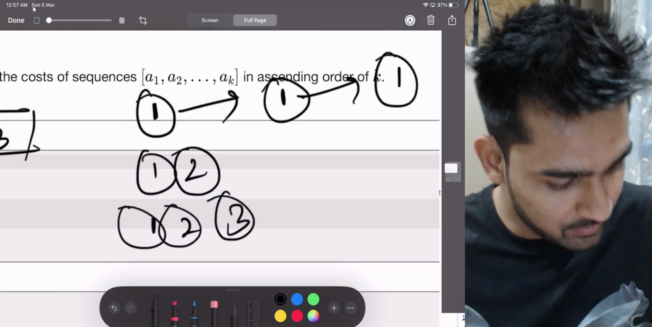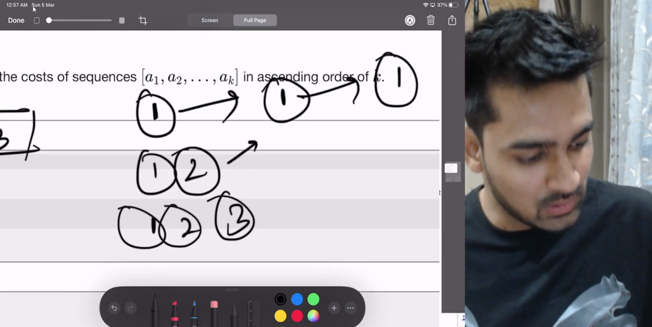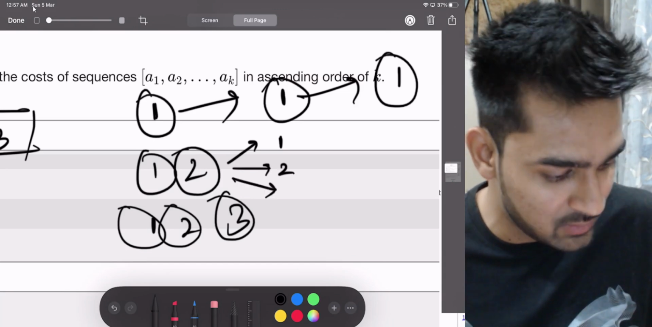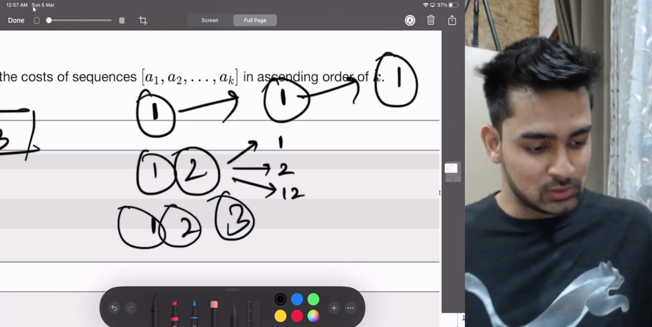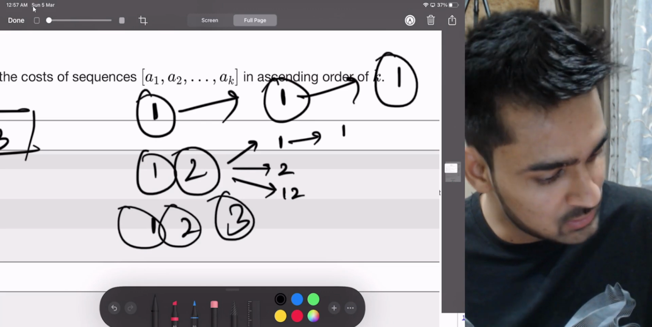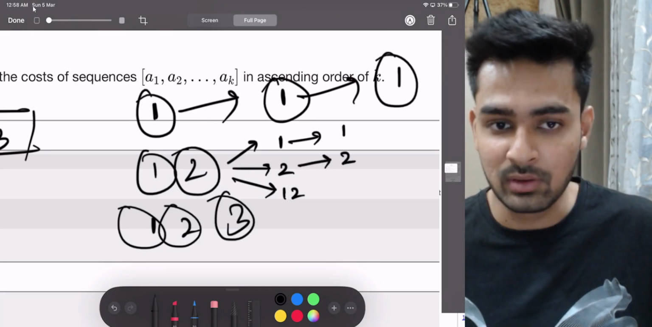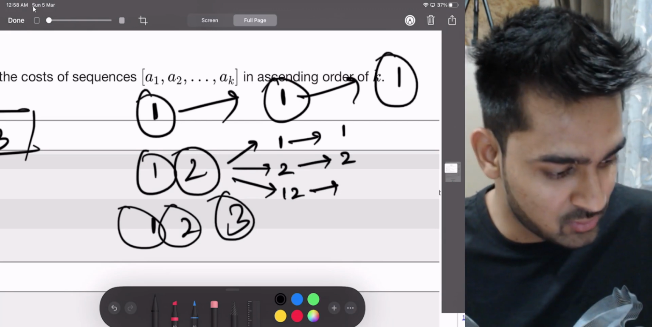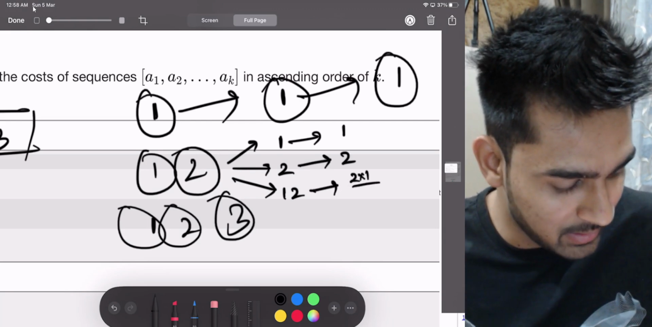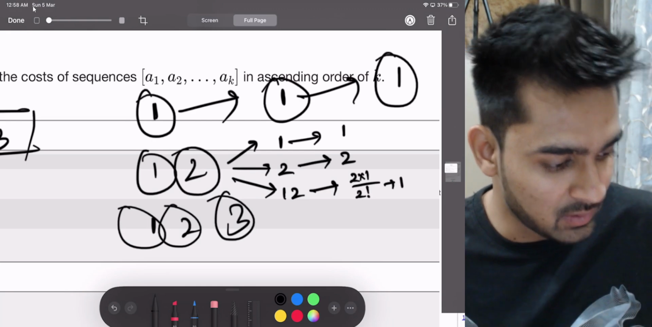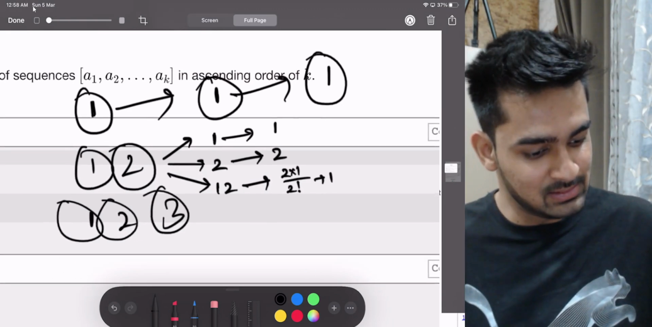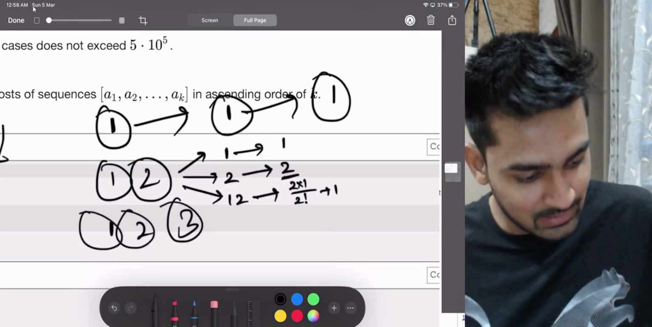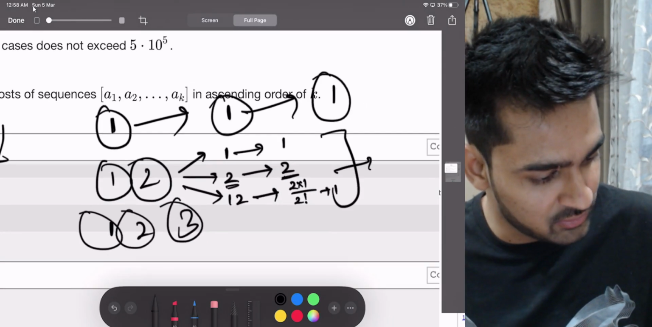Okay, let's look at 1 and 2. If we have 1 and 2, one subsequence just takes 1, one subsequence just takes 2, and one subsequence takes 1 and 2 both. The score of the first is going to be 1. The score of the second is going to be 2, because the value upon the length, which is 1. The score of the third is going to be 2 into 1 by 2 factorial, which is nothing but 1. Since the score of this is maximum, the length is 1. So the answer is going to be 1.